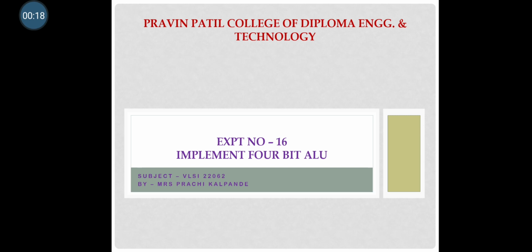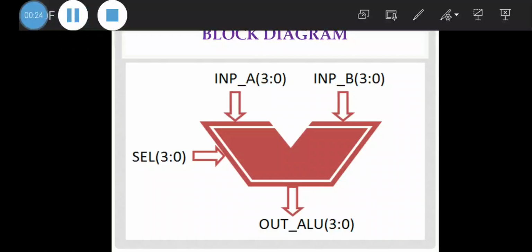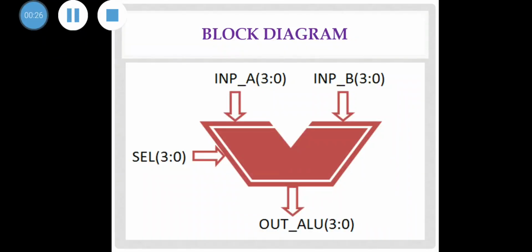Experiment number 16, that is the implementation of a 4-bit arithmetic and logic unit. As we know the concept of an arithmetic and logic unit, it can do addition and subtraction. Here we are talking about binary addition, binary subtraction, and it can also perform all logical operations as well. Here you can see the arithmetic unit block diagram.